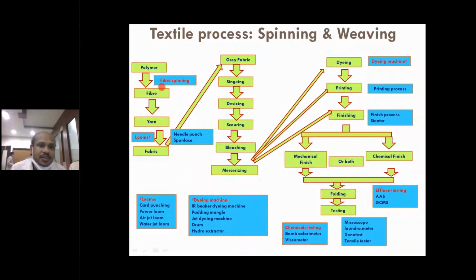fiber. We will see that fiber spinning. Then from fiber we will have yarn by certain machineries. Then we will have looms; there are different types of looms. We will see those looms, and from fiber we can get the fabric directly. That is done by non-woven technology. That also we'll see here. Then from fabric to finishing, we'll have different types of dyeing machines and finishing machines. So we'll see that. Then in between we can have the printing process, printing machines.